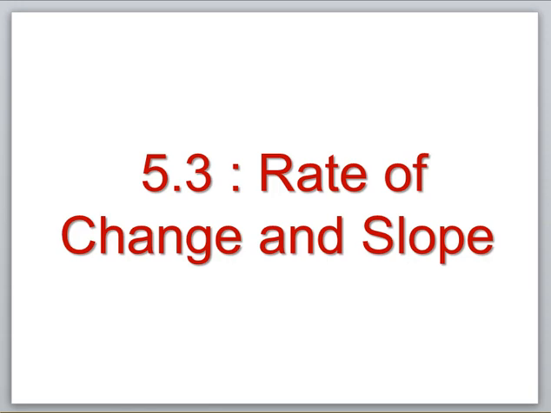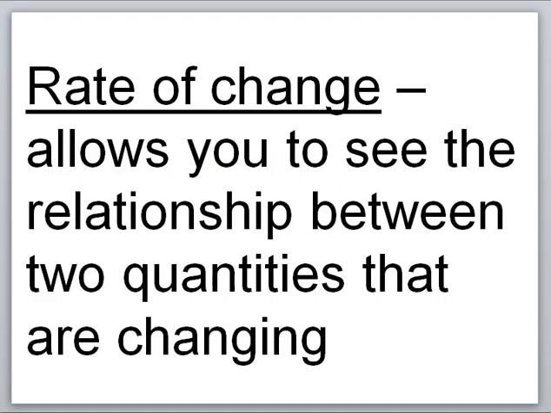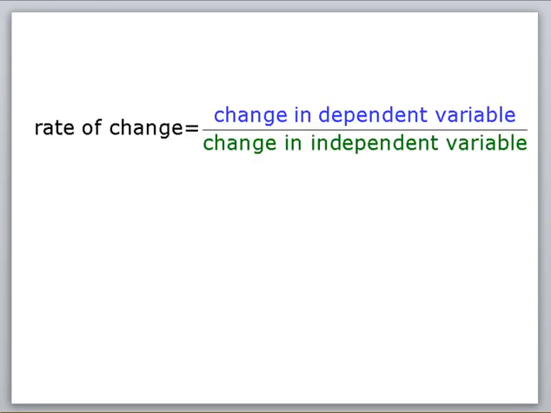Okay, in this section we're going to start to talk about rate of change, which is basically slope. So you're going to hear me say both those words. The rate of change allows you to see a relationship between two quantities that are changing. That's how we'll define it. The rate of change is also the change in the dependent variable over the change in the independent variable.